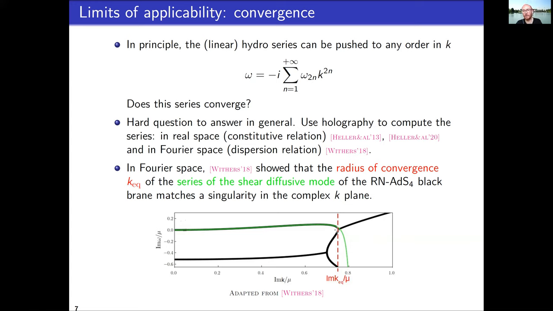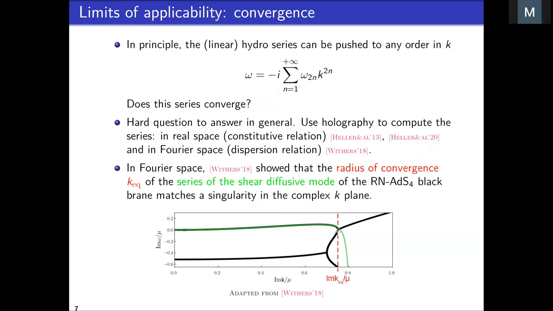So the statement is that the radius of convergence of the series coincides with a collision with another pole, which, you know, comes from whatever microscopic physics is also lying around in the complex plane, possibly for complex value of k. So this is a bit more precise statement, because now we have some k_eq, and so some local equilibration length, as well as some omega_eq right here. Is the statement clear? Because a lot of the talk will revolve around the same type of considerations.